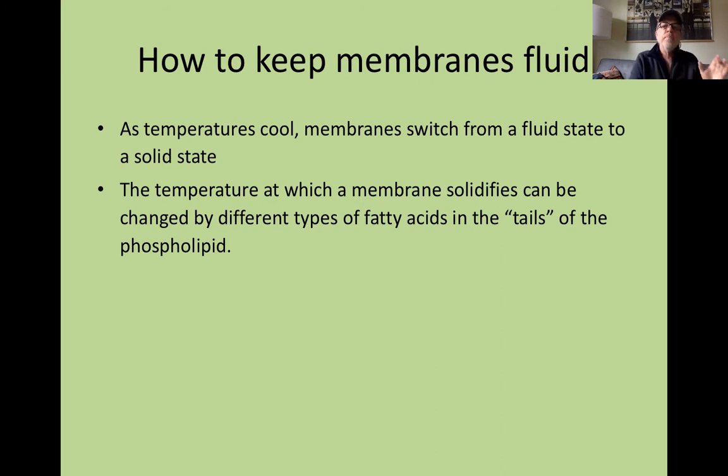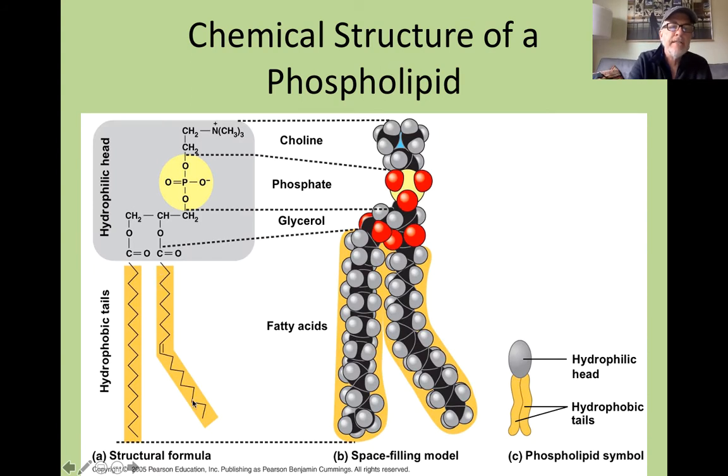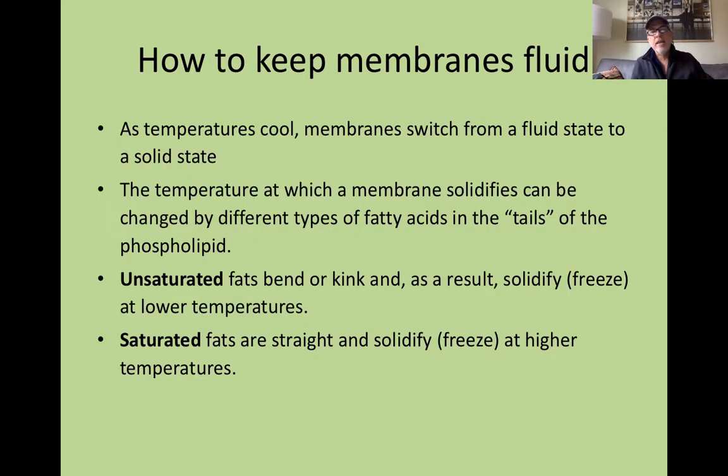The temperature at which a membrane solidifies can be changed by different types of fatty acids in the tails of the phospholipid. So you've probably heard of unsaturated fats. Well, unsaturated fats have a bend or a kink in the tail, and as a result, they resist freezing and don't freeze until a lower temperature. Let's take a look at this. So here we can see an unsaturated fat with a kink in the tail. This, on the other hand, would be a saturated fat because it would not have a kink in the tail. So a saturated fat is straight, and as a result, it solidifies or freezes at a higher temperature.